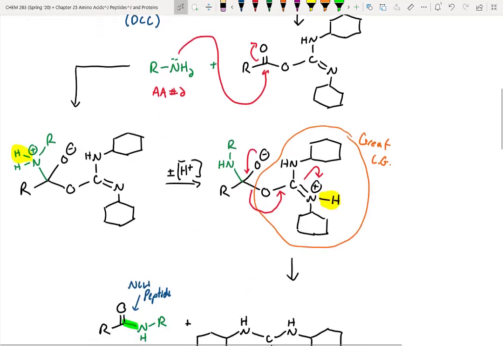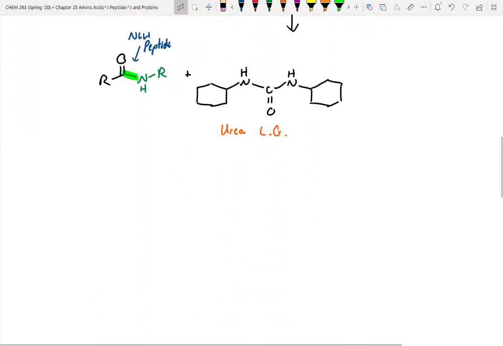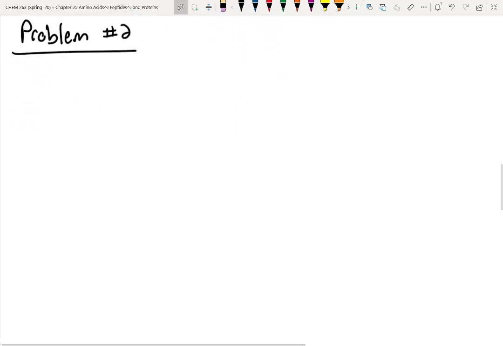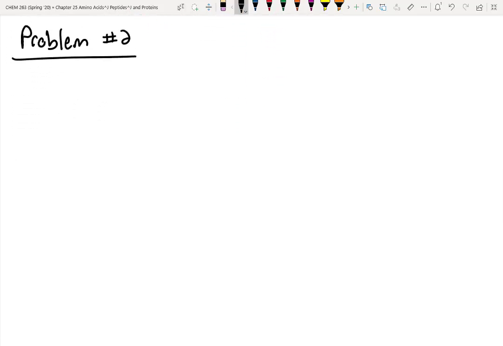There's actually another problem that I wanted to go over. So let's go into the second problem, problem number 2. And problem number 2 is one that a lot of times students miss. But let's go ahead and think about this.